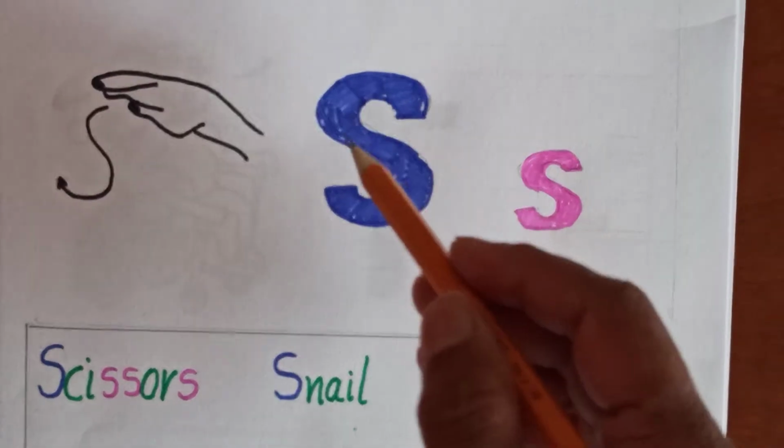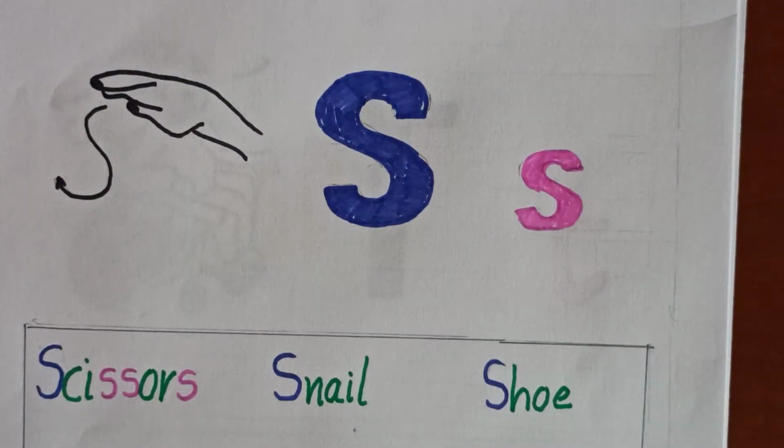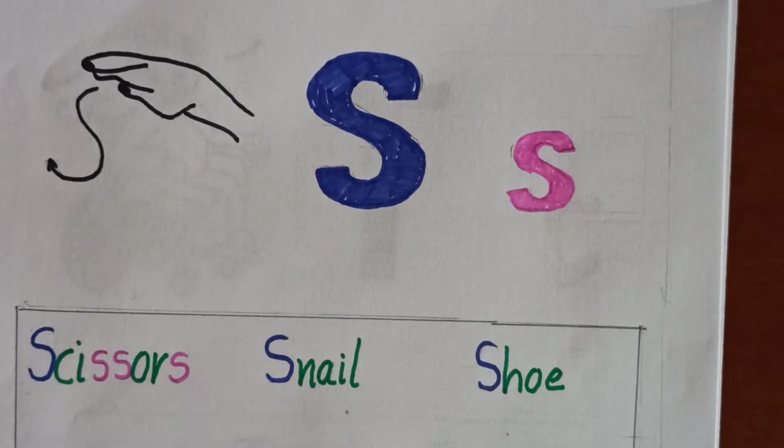Then comes the next letter S. This is the uppercase S and this one is a lowercase s. What is the action for the letter? It is as if the snake is weaving. You have to pretend with your hand as if the snake is moving with the sound sss, sss, sss. So the letter sound of S is s, s.